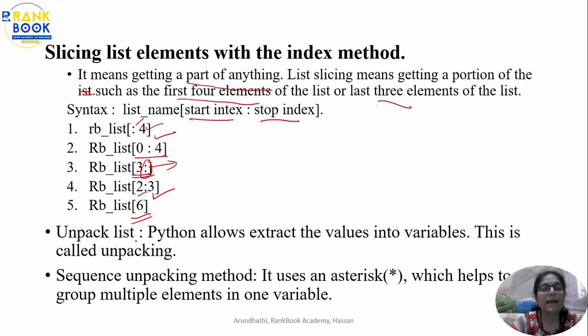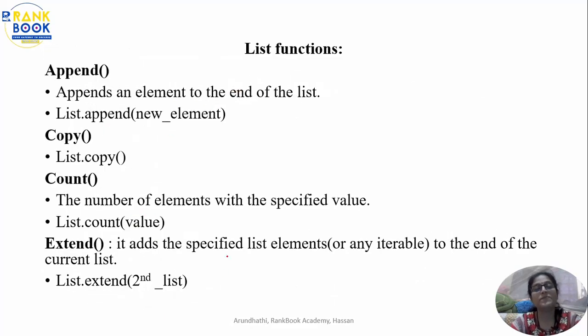Next is unpack list. Python allows extracting the values into variables. This is called unpacking. And in the sequence unpacking method, an asterisk helps to group multiple elements into one variable.